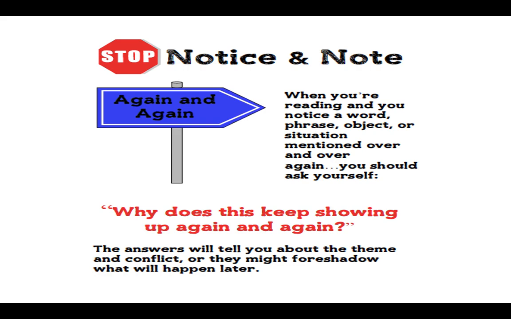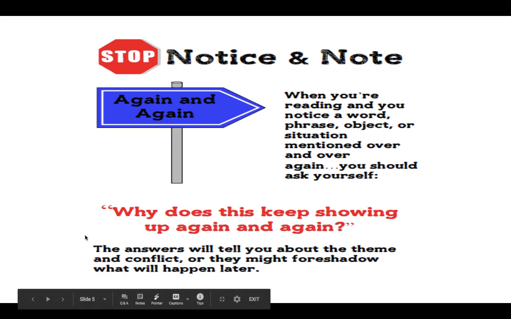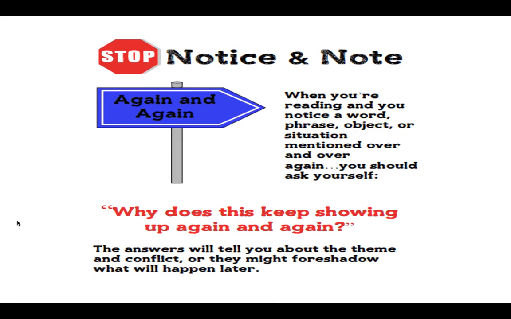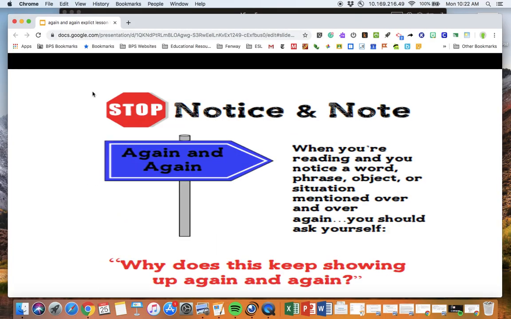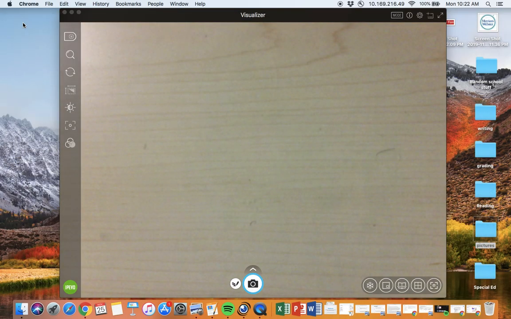The same thing happens to characters in our books. When they have behaviors that happen again and again, or situations that happen over and over, it can help us think about what's going on for them as characters, or it might help us foreshadow what's going on in the plot if we ask ourselves this question: why does this keep happening again and again? So let's look at a scene from The Perks of Being a Wallflower.